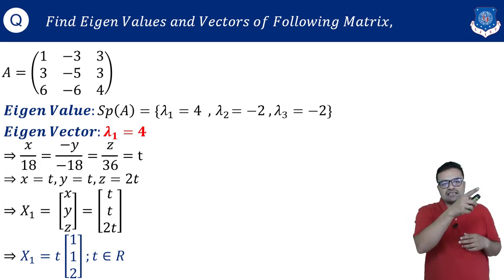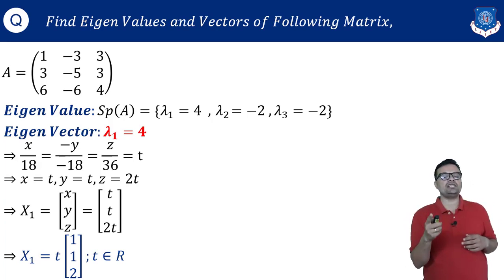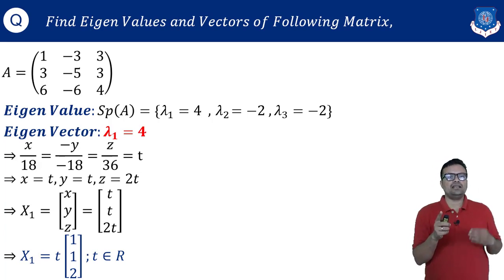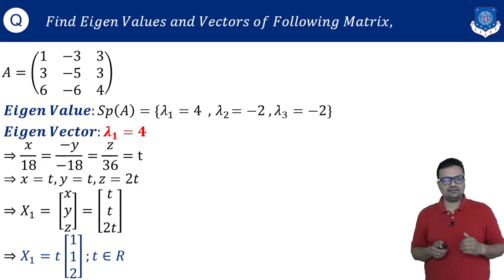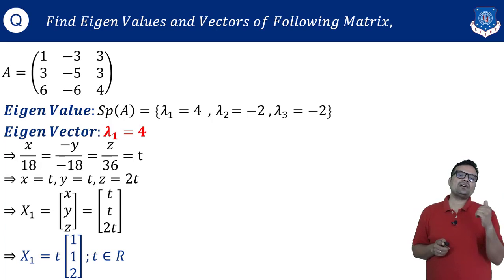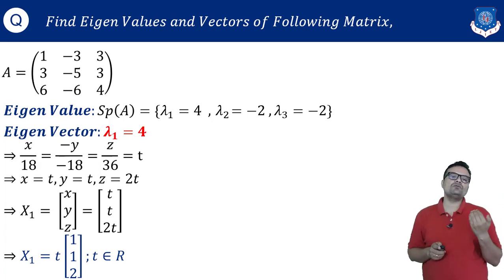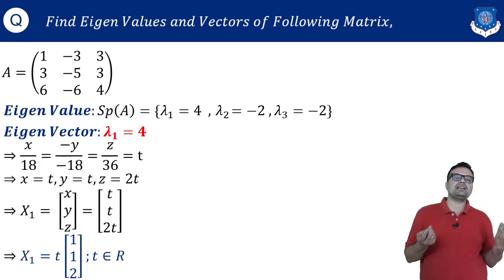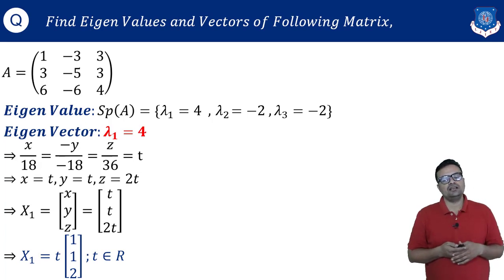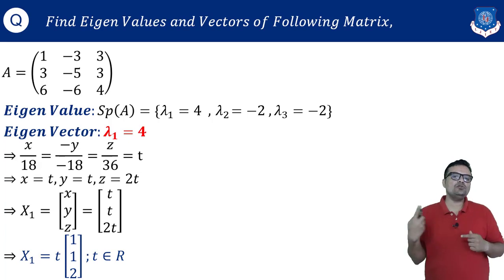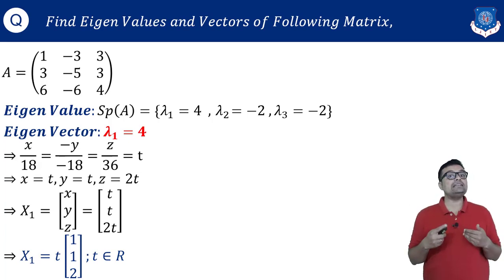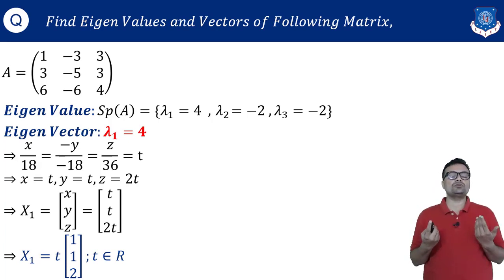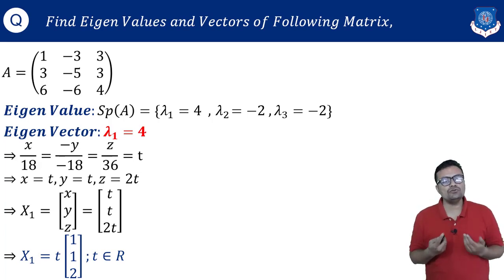If I take this x upon 18 equal to t separately, it gives me x equal to 18t. If I take minus y upon minus 18 equal to t, it gives me y equal to 18t. And z upon 36 equal to t means z equal to 36t. So I can scale this value of t, as it is a free variable, by 18t. So it gives me x equal to t, y equal to t, z equal to 2t. I am scaling this t with 18t.